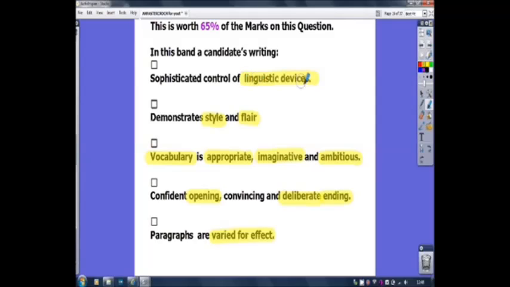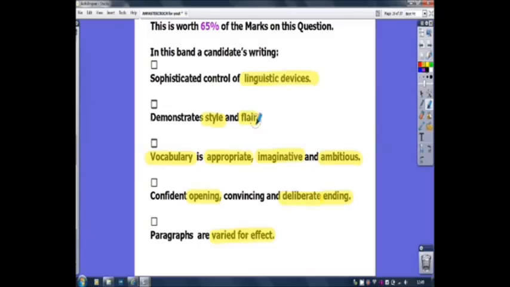Was she using linguistic devices? Yes, more than one per sentence a lot of the time. She was cramming it with linguistic devices. Very easy to do if you practice. If you practice. Leave this video, go and practice it. Does it demonstrate style and flair? Well, that's the killer, isn't it? What does that look like?